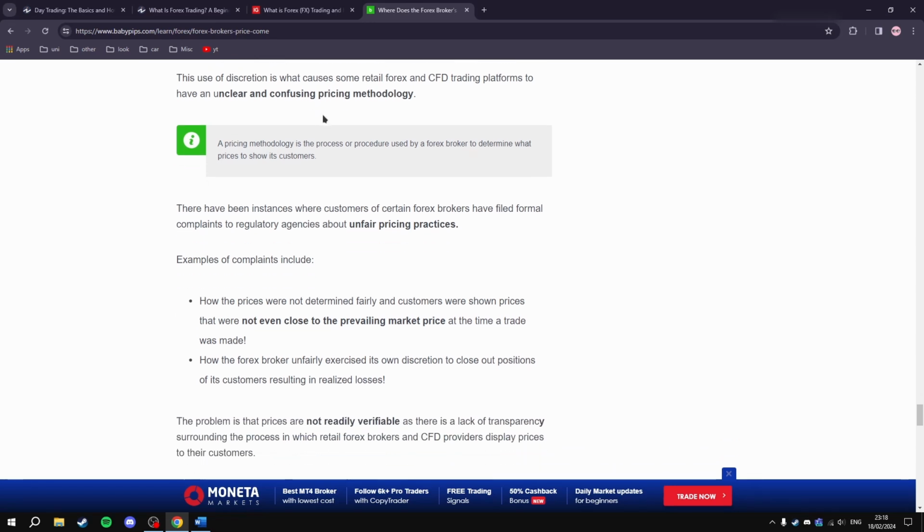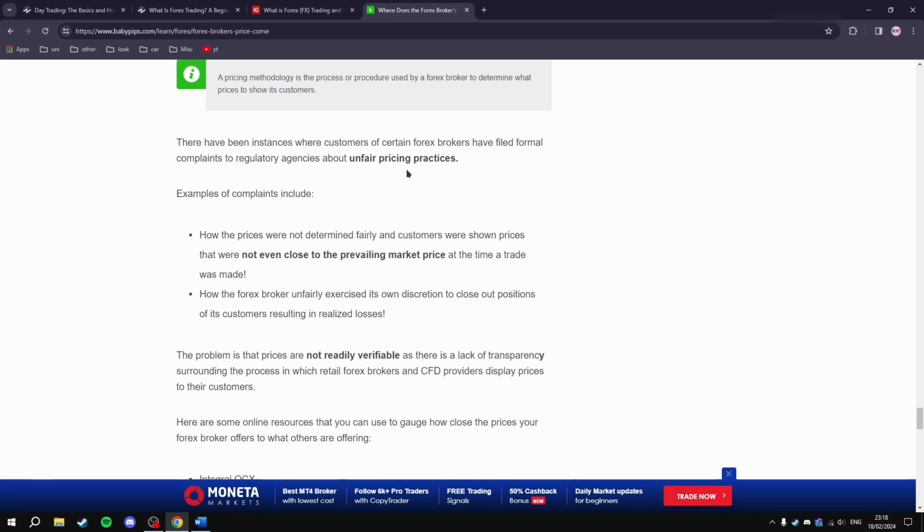This use of discretion is what causes some retail Forex and CFD trading platforms to have an unclear and confusing pricing methodology. A pricing methodology is the process or procedure used by a Forex broker to determine what prices are shown to the customers.